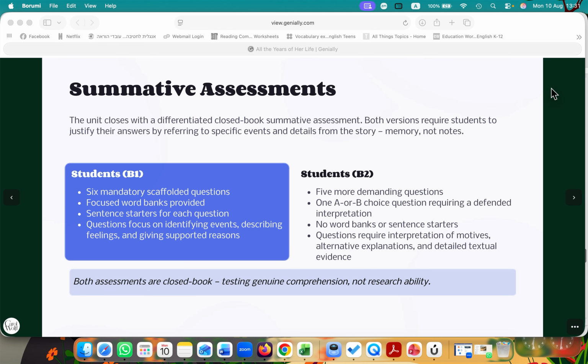Both versions ask students to justify their answers using specific events and details from memory, not from notes. B1 students answer 6 scaffolded questions with word banks and sentence starters, focused on events, feelings, and supported reasons. B2 students answer 5 more demanding questions, including an A or B choice question. They must interpret motives and support their ideas with detailed textual evidence.